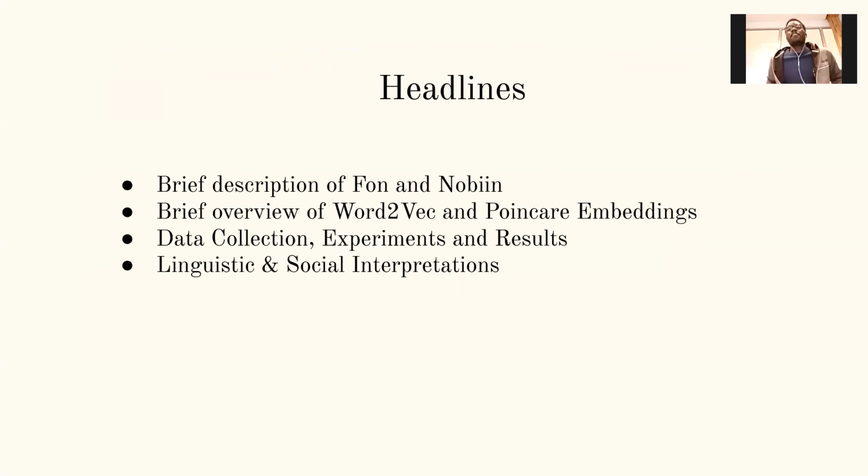So in this talk, I will briefly describe Fon and Nobiin, giving a few key points about the linguistic aspects, the language, the alphabet, and so on. I will give an overview of the word embedding models and Poincaré embeddings. I'll then focus on the data collection and the experiment results that we obtained. Funny enough, we saw a very interesting aspect of those word embedding models: they represent the culture and lifestyle of the people living in those regions. So we attempt to give some linguistic and social interpretation that we believe could be a pathway to further exploration and to improving the results in this paper.